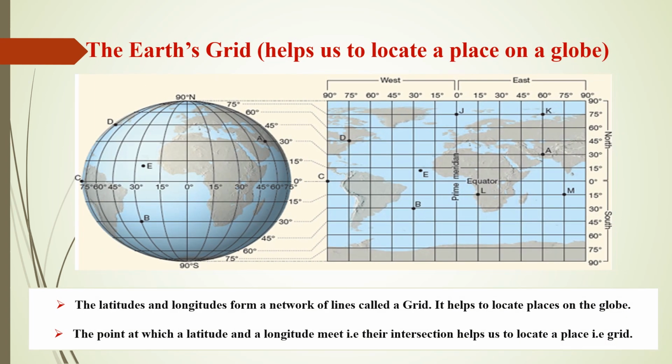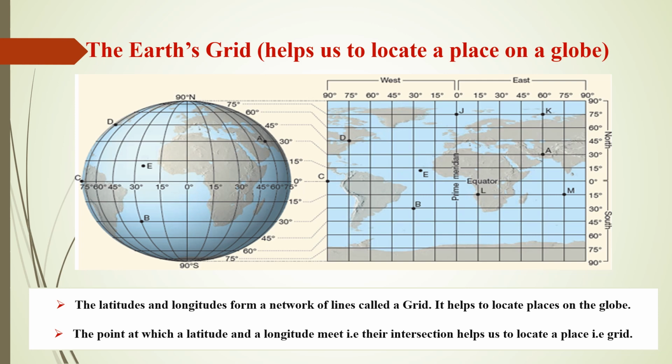Children, let us learn about the Earth's grid. The Earth's grid helps us to locate a place on the globe. You can see here a globe and a map. On the globe, lines are drawn, the imaginary lines you learnt about. The horizontal and vertical lines drawn on the globe form a grid. The latitudes and longitudes form a network of lines called a grid.